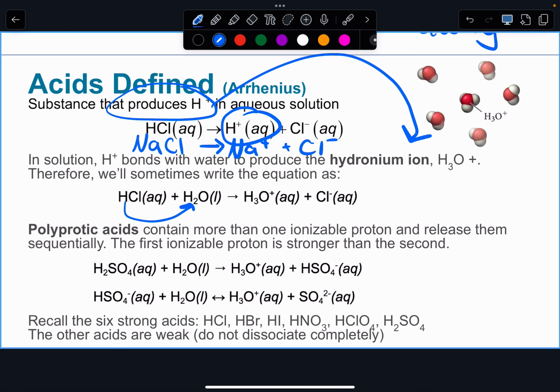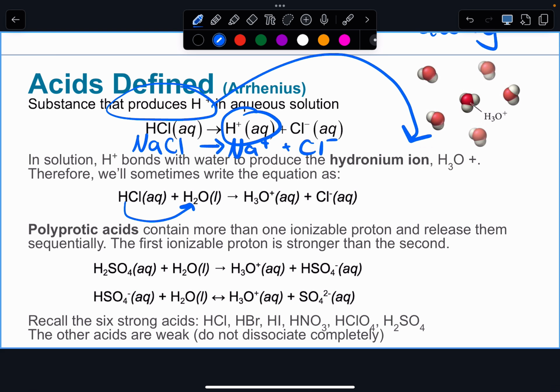The reason why this is useful is because when we start talking about acids and bases neutralizing, it's really easy to think of the acid just giving its hydrogen away to the base, and then the base accepts that hydrogen. So acids, we'll talk about them as donating the H+, bases, we'll talk about them as accepting the H+. Okay?